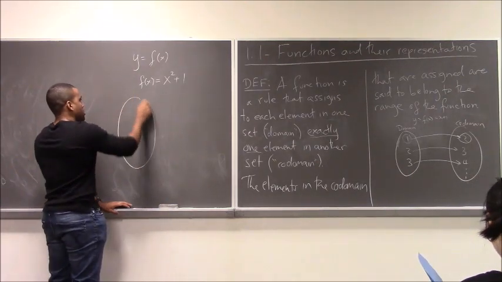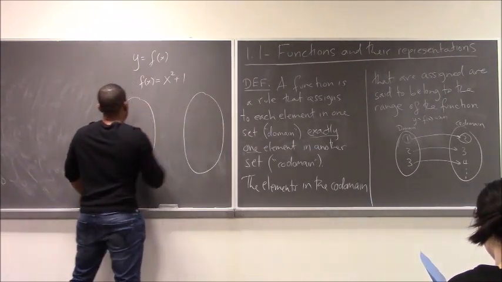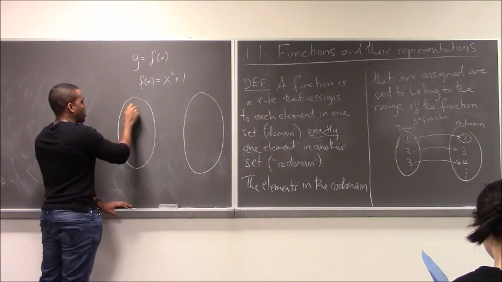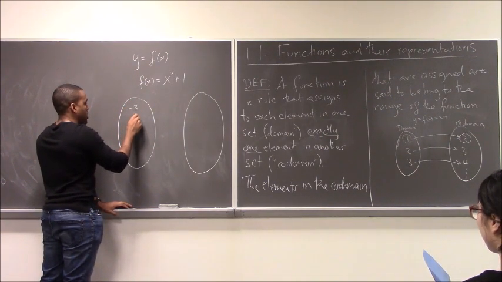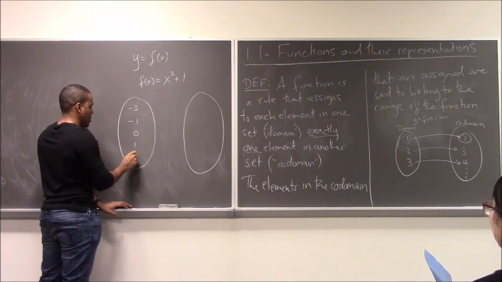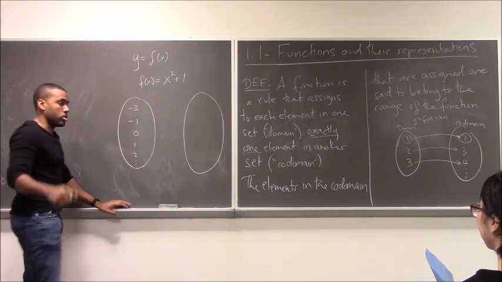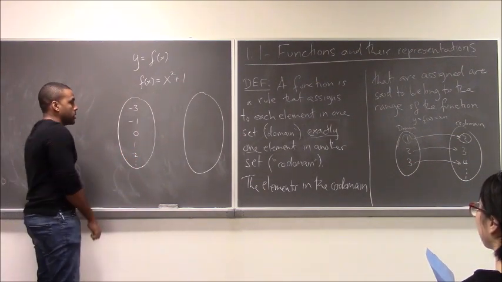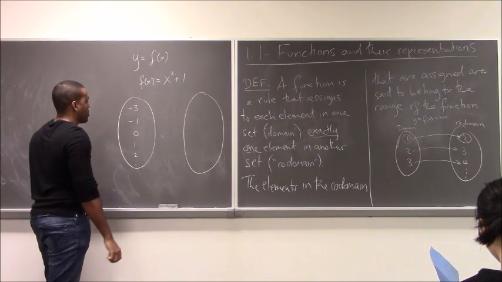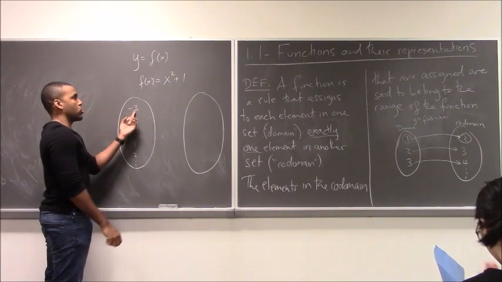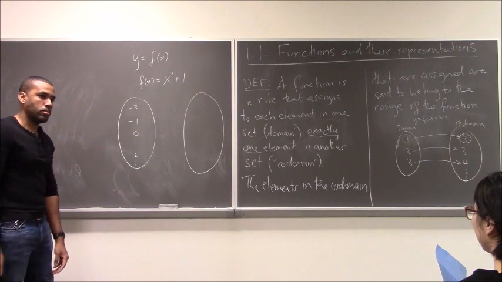I'm gonna draw a picture of this again. Let's throw in some more numbers here: -3, -1, 0, 1, 2, and a bunch of other numbers in here. So what would -3 go to? 10.